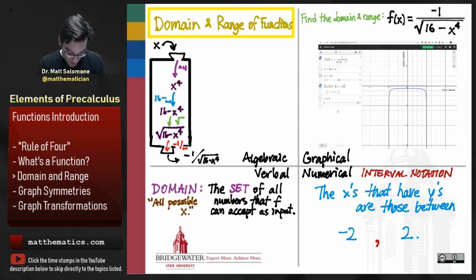But what about -2 itself? Is -2 in the domain or not? What about 2?